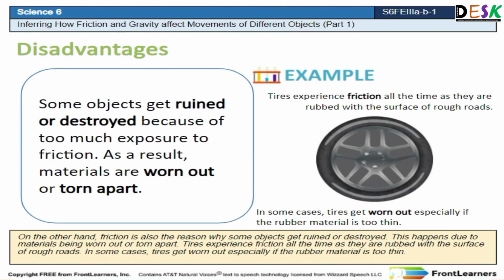On the other hand, friction is also the reason why some objects get ruined or destroyed. This happens due to materials being worn out or torn apart. Tires experience friction all the time, as they are rubbed with the surface of rough roads. In some cases, tires get worn out especially if the rubber material is too thin.